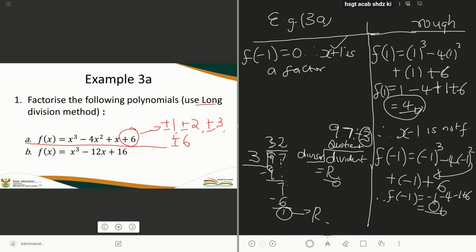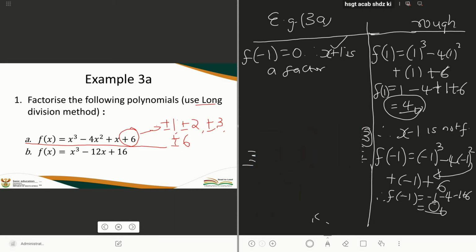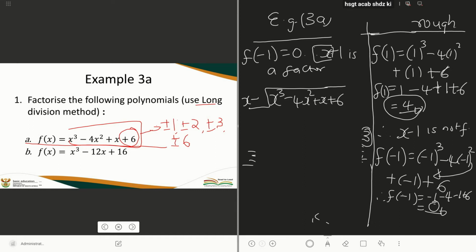Now we are going to apply the same method, but now using the polynomials. This is quite easy. Remember your long division sign? Which one is your dividend here? Your dividend is going to be the given function, x cubed minus 4x squared plus x plus 6. Then which one is your divisor? Your divisor is the factor. Your factor is x plus 1. So you're going to have your x plus 1 here.